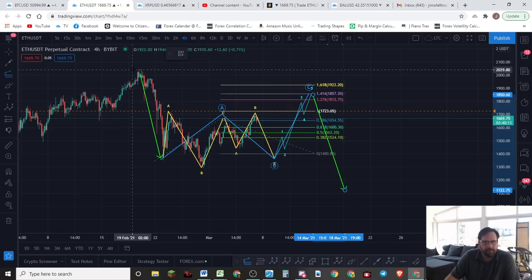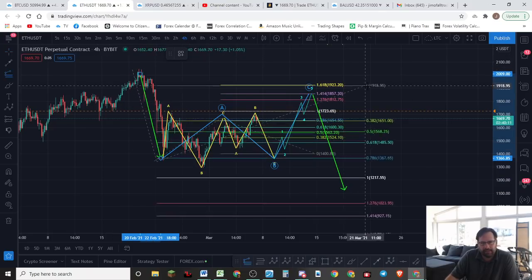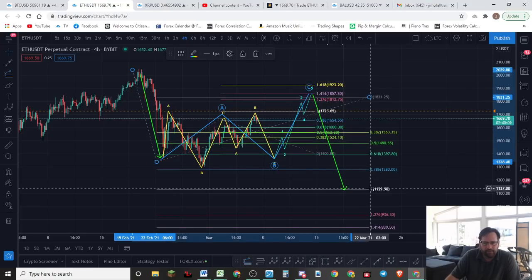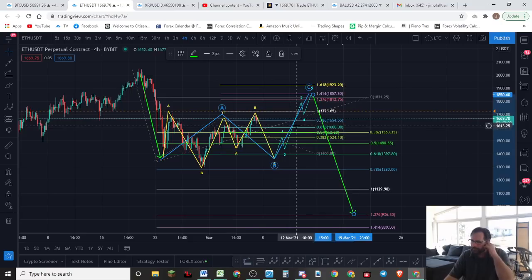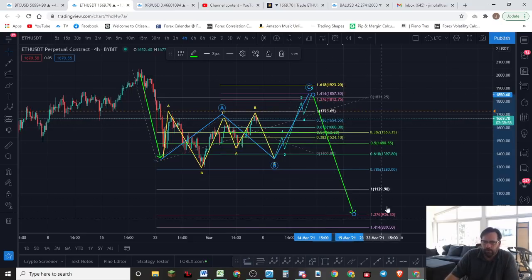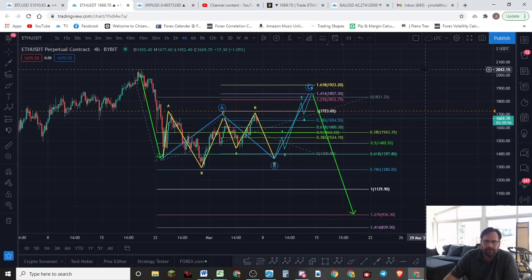Let me see if I can pull the fibs and see if I get any kind of target. Yeah, about 1129, could get down to 936. We'll have to see when all this is finished, if it plays out the way I'm thinking about it. We'll have to see where it comes. But that's the way I'm looking at the wave, guys.